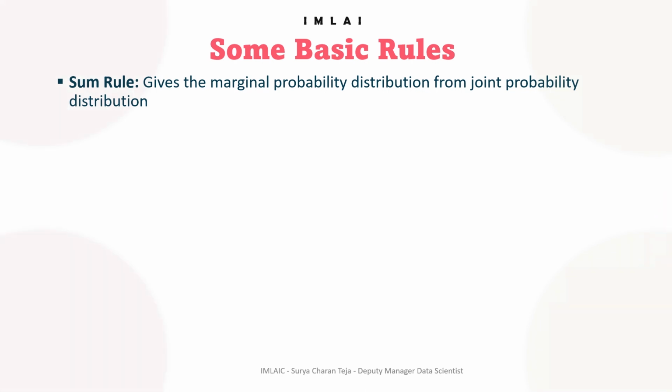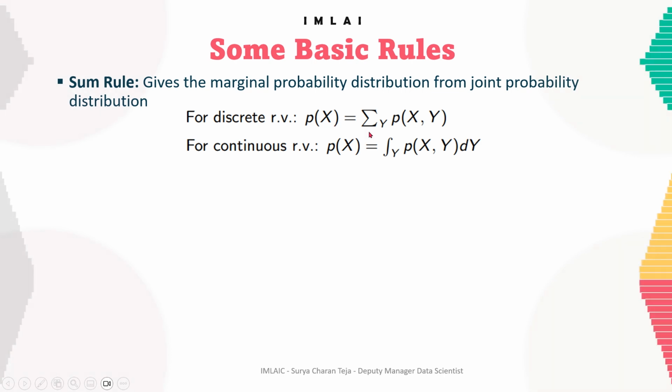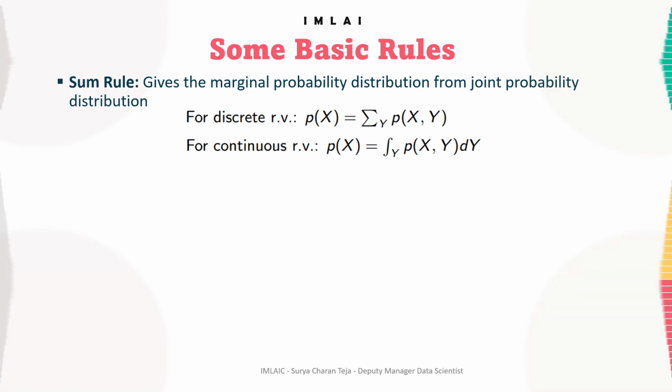Sum rule. The sum rule states that the probability of a certain event occurring can be found by summing up the probabilities of all possible ways in which that event can occur for a discrete random variable X. For a discrete random variable capital X, the sum rule can be expressed as sigma over y of P of capital X comma capital Y, summing up the probabilities of all possible ways in which that event can occur. That is your sum rule.